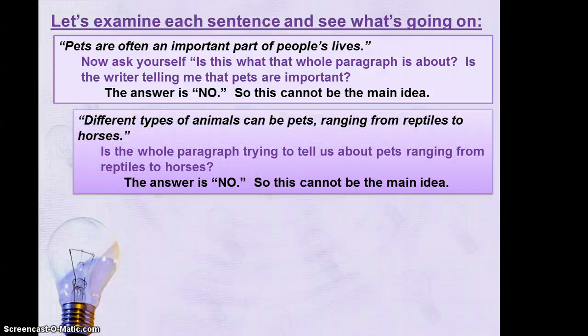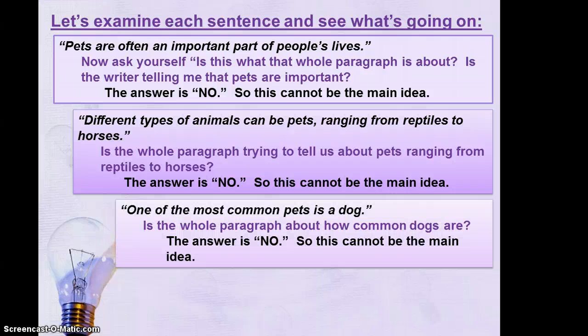The next sentence says different types of animals can be pets, ranging from reptiles to horses. Is the whole paragraph trying to tell us about pets ranging from reptiles to horses? Did we learn all about cats and snakes and dogs and turtles? The answer here is no, so this cannot be the main idea either.